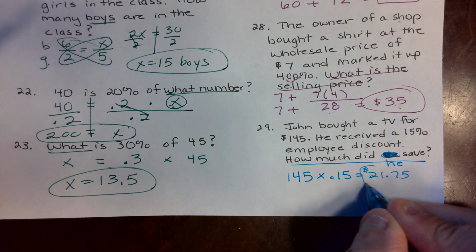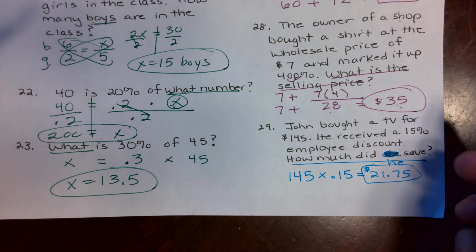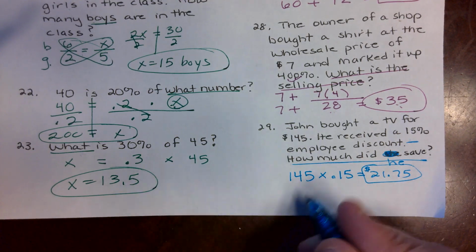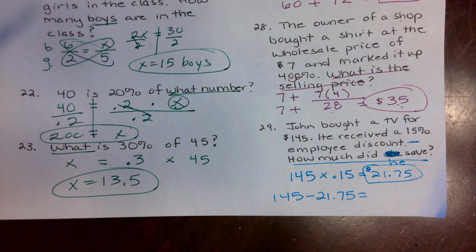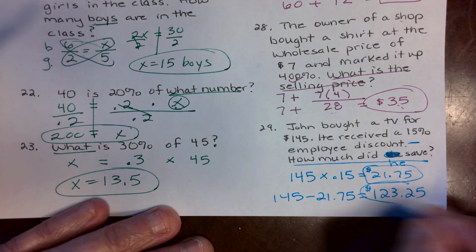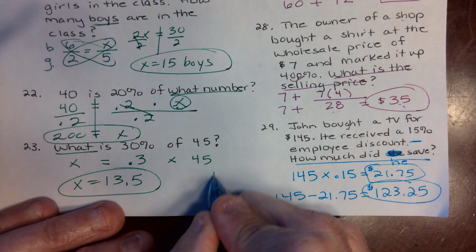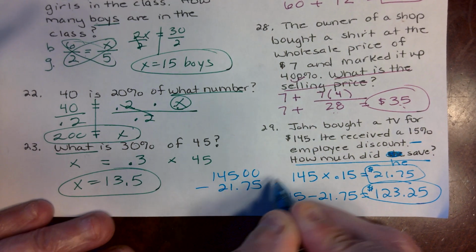$21.75. That's the discount. What if I were to ask you what he paid for the TV? What would you do? Well, a discount means it's going to go down. So you're going to subtract. So you're going to take the 145 minus the 21.75 and get whatever you get. Let's see, what is that? $123.25, I think? Hopefully. All right, fine. I'll do it the long way. Make sure I'm accurate on the video.